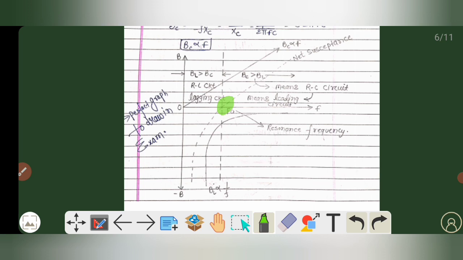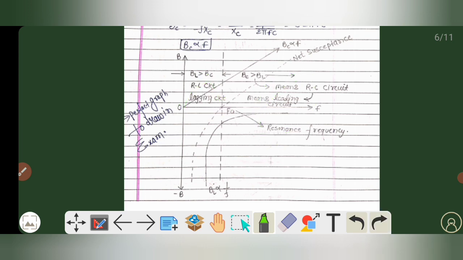This diagram is very important from the competition, or we can say semester, point of view, because objective questions are asked directly from this diagram about what the nature of the circuit will be, below resonance frequency or above resonance frequency. So below resonance frequency the circuit will be lagging in nature, and above resonance frequency the circuit will be leading in nature.